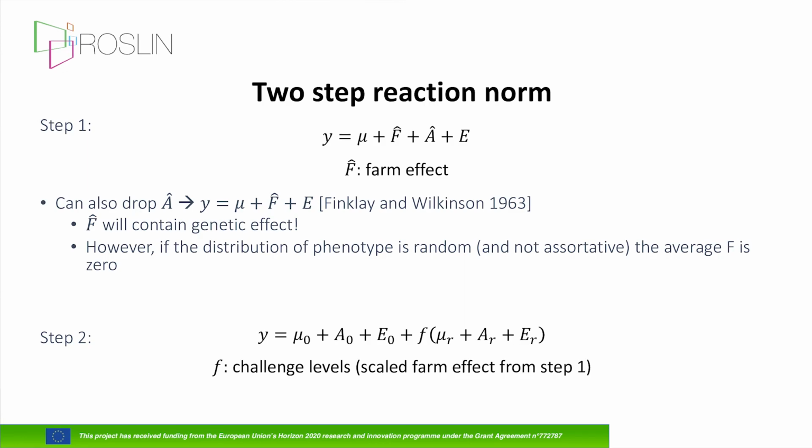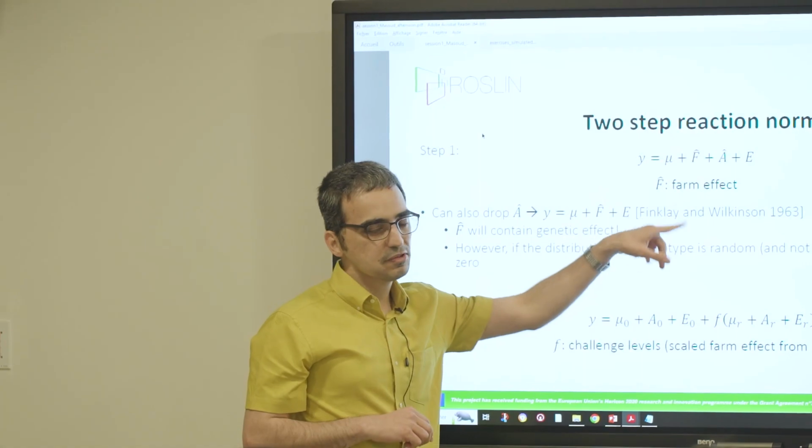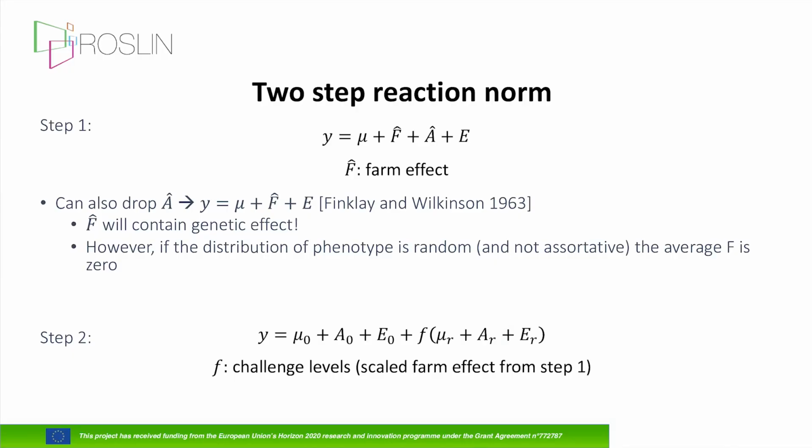Now, as you probably remember, Andres mentioned that the F here is probably going to have a genetic effect. And what you're doing now, I'm going to use this farm later on as the level of the challenge that the animal is exposed to. You're kind of bringing genetics from here and putting it as a challenge level.